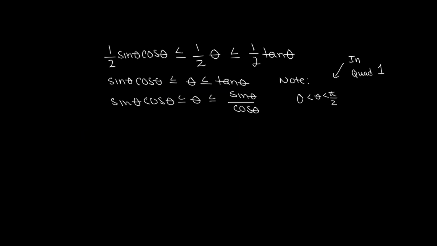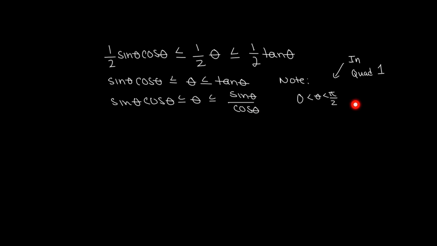And so let's actually work with this inequality and see if we can manipulate it to get the function that we're interested in, which was sine x over x, or in this case, if we're working with theta, sine theta over theta. Okay, so the first thing I'm going to do is just take my inequality and multiply everything by 2, just to get rid of those 1/2s. So now I have sine theta cosine theta less than or equal to theta less than or equal to tan theta, and we can rewrite that tangent theta as sine theta over cosine theta.